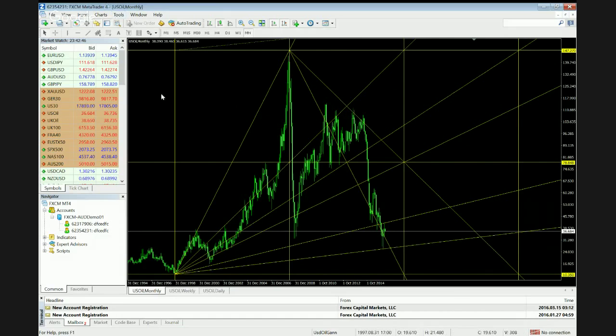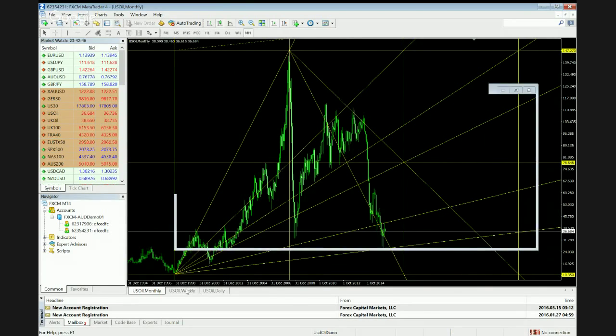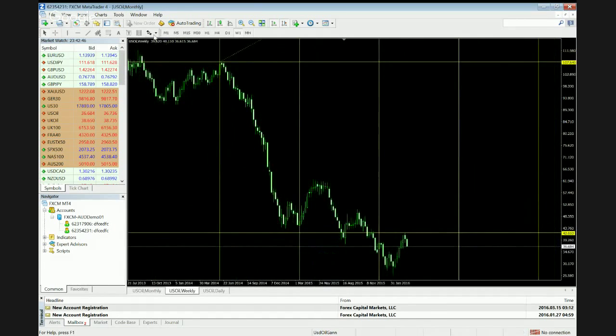So in this chart, all the lines are projected based on the period from December 31st, 1998 to December 31st, 2006. So this is the base of the projection, and these are the projection lines. This is the monthly time frame. There are other time frames. This is the weekly time frame, and this is the daily time frame.